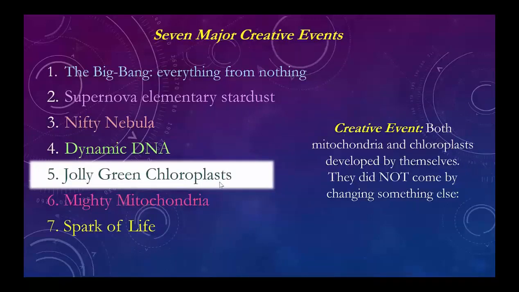We call this the jolly green chloroplasts. It's a great event because the chloroplasts and mitochondria developed by themselves. They did not come by changing something else. They weren't just added on. They were created. There's no predecessor for them. And the chloroplasts we're going to discuss, we already introduced them as the organelles that are going to produce oxygen.